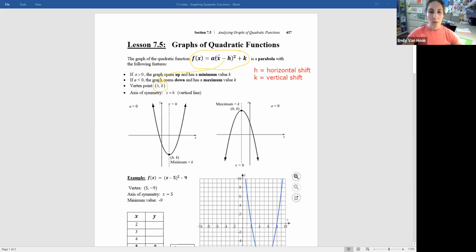The a at the front of the function, if it's positive, your graph opens up, kind of like this example on the left side, that U shape. And then if a is negative, that's when your graph is sort of upside down. It's been reflected over the x-axis.